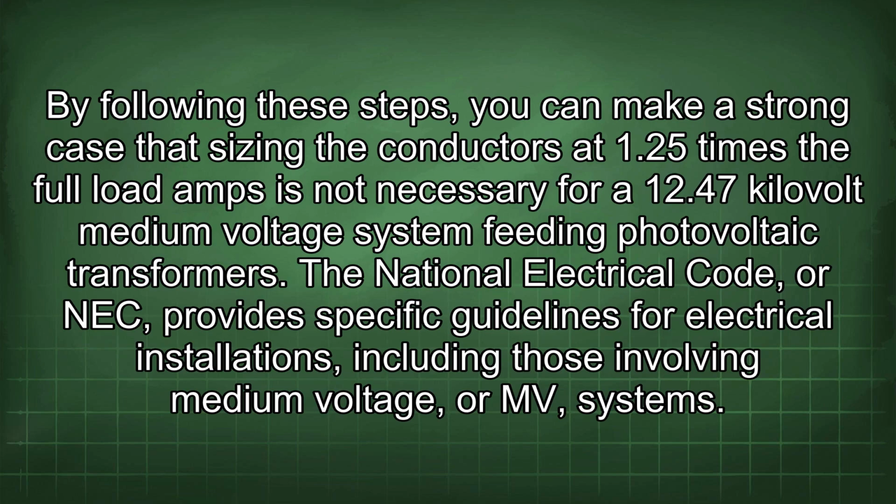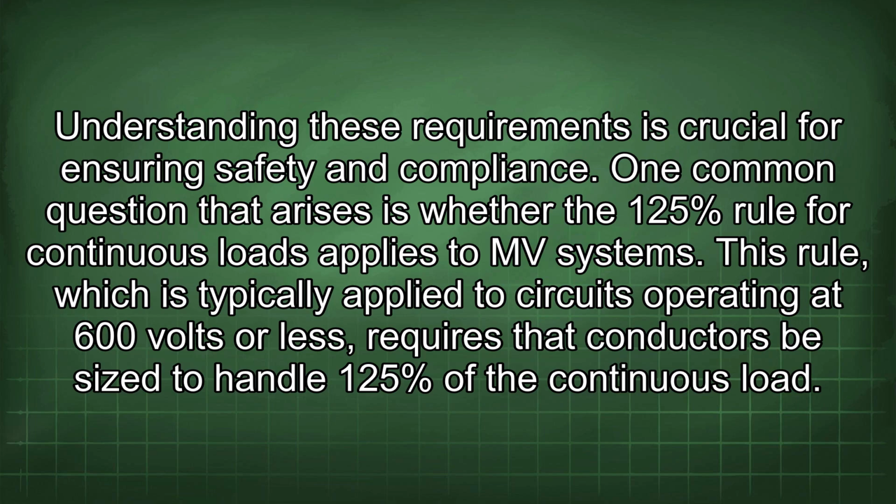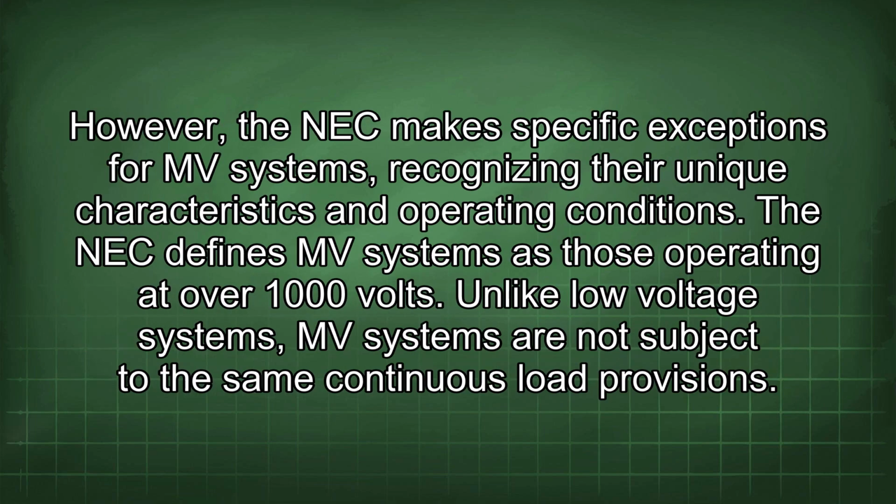The National Electrical Code, or NEC, provides specific guidelines for electrical installations, including those involving medium voltage, or MV, systems. Understanding these requirements is crucial for ensuring safety and compliance. One common question is whether the 125% rule for continuous load applies to MV systems. This rule, which is typically applied to circuits operating at 600 volts or less, requires that conductors be sized to handle 125% of the continuous load. However, the NEC makes specific exceptions for MV systems, recognizing their unique characteristics and operating conditions.